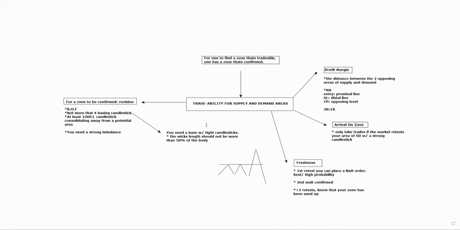So these are the things that you need to consider before taking a trade on a supply and demand area. Obviously, alignment with a higher time frame will forever be a plus. But apart from that, if you're considering taking counter trades, which is what most people do, these are the things you need to consider. Now, let's go to a live chart.